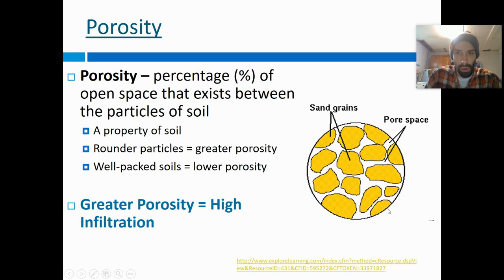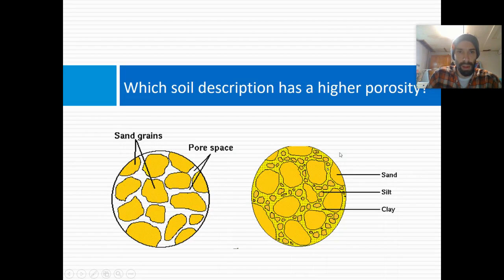Now, more pore space, more gaps, means a higher porosity. There are various factors that are going to make it a higher or lower porosity. If you have rounded particles, which I'm going to show you a picture about later, then you have a greater porosity. If you have well packed particles, all stuck together, then you have less pore space, so a lower porosity. If you have a lot of pore space, greater porosity means water can get through really easily. So let's take a look at some pictures.